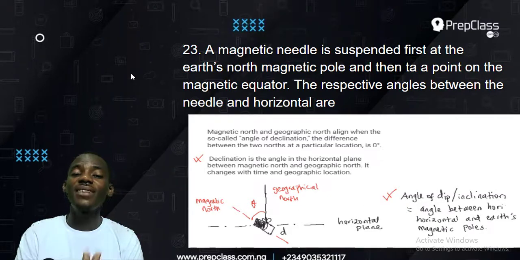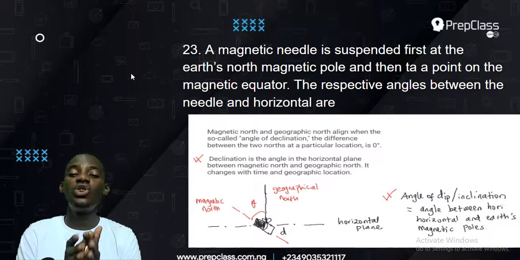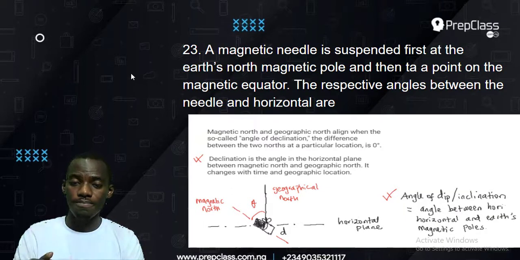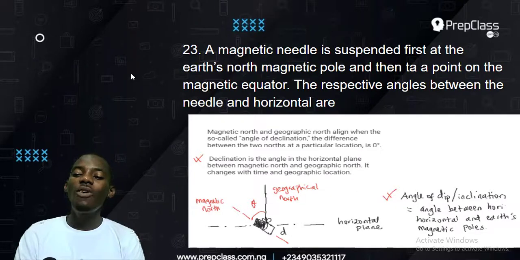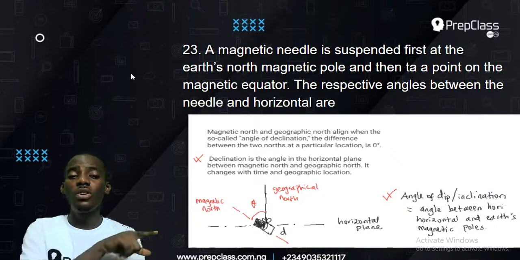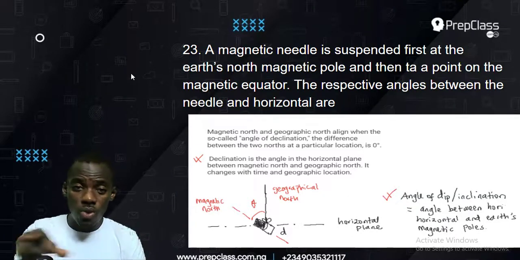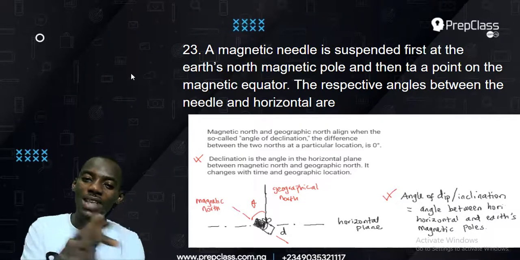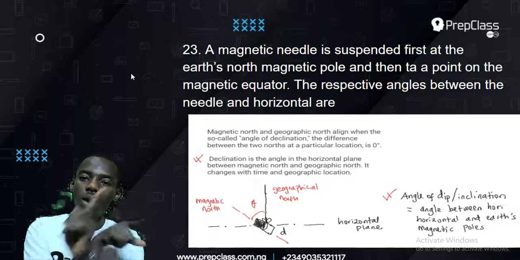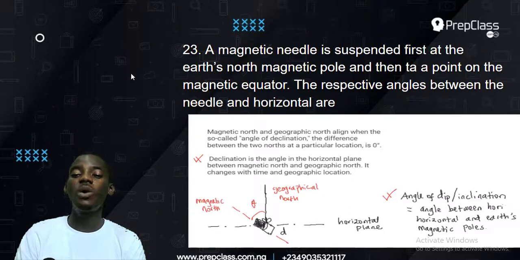So if you were asked what the angle of declination of a magnetic substance is, it is simply the angle between the magnetic north and the geographical north. Full stop. But the angle of dip or angle of inclination is the angle between the horizontal and the earth's magnetic pole. The angle between the horizontal and the earth's magnetic pole is called the angle of dip, or the dip angle, or the angle of inclination.